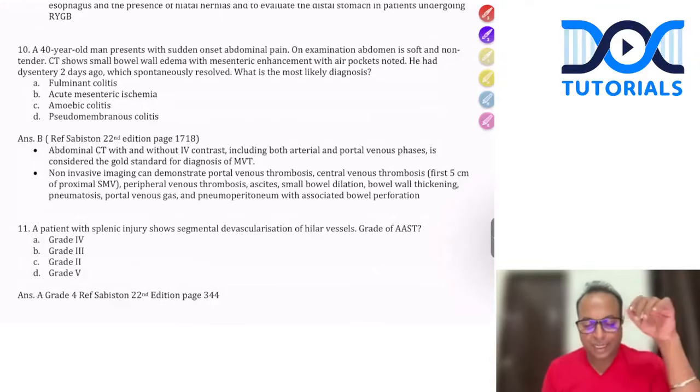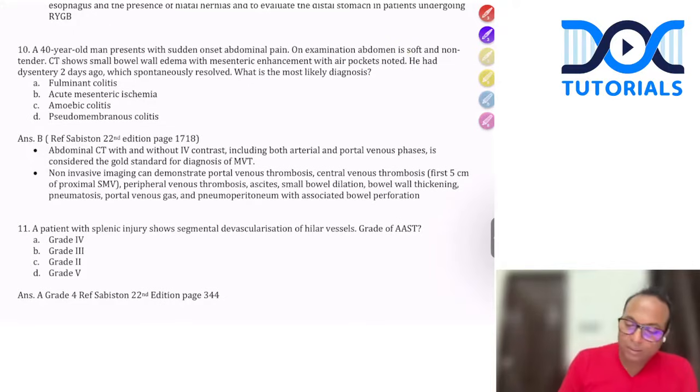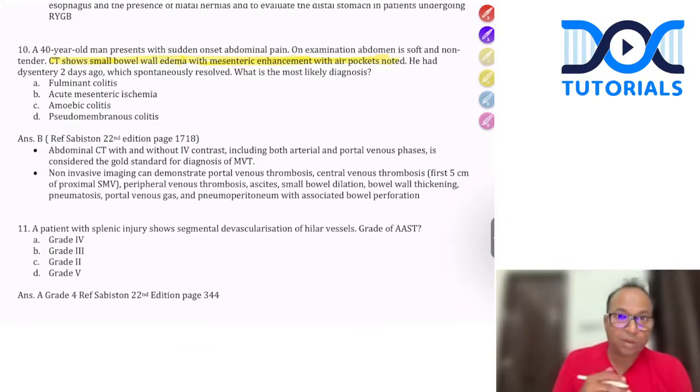A 40-year-old man presents with sudden onset of abdominal pain. On examination, abdomen is soft and non-tender. CT shows small bowel wall edema. This is a clutch point. CT scan shows small bowel edema with mesenteric enhancement with air pockets noted. He had dysentery 2 days back, which spontaneously resolved. What is the most likely diagnosis?